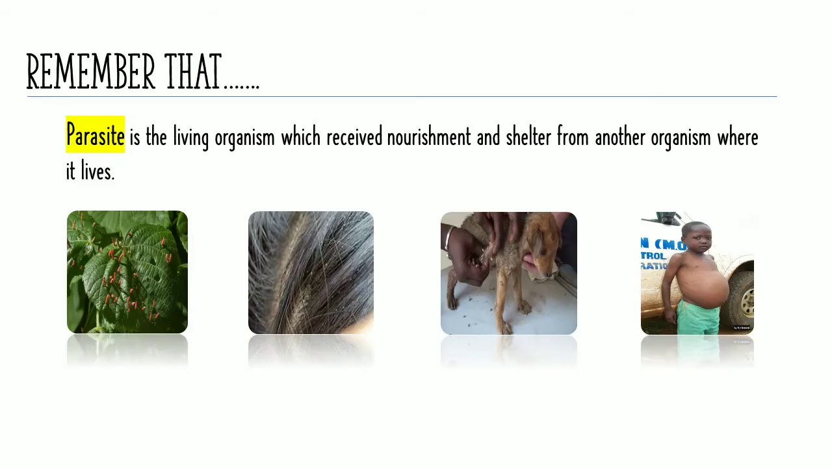As a continuation to the overview discussion of the topic Introduction to Parasitology, let me start discussing now for more deeper knowledge. For a little recap from Ms. Angelos Campos' video, remember that parasite is the living organism which receives nourishment and shelter from another organism where it lives. We can see in the pictures shown, in the first pic, the plant leaf is the organism that hosts the parasite. The red one is the parasite which is receiving nourishment and shelter from the plant leaves.